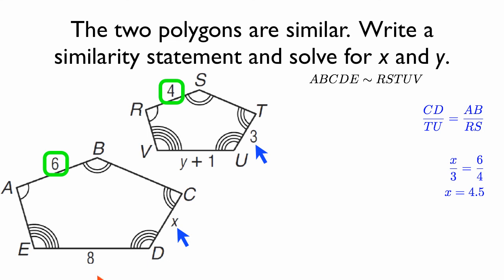Next, I need to solve for y. And I see 8 and y plus 1 correspond. And so I could say UV divided by DE must equal that same known ratio, RS and AB. So I get y is 13/3, or 4.33, repeating.